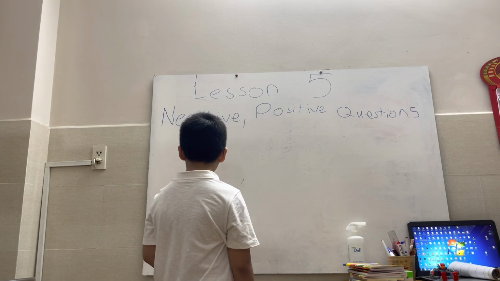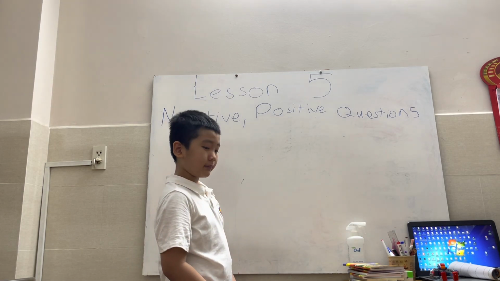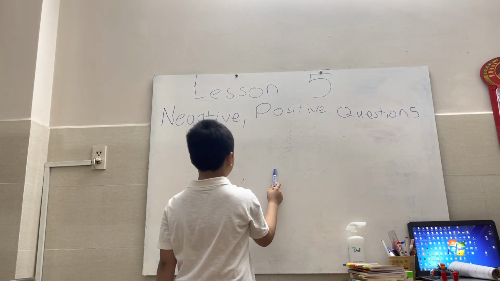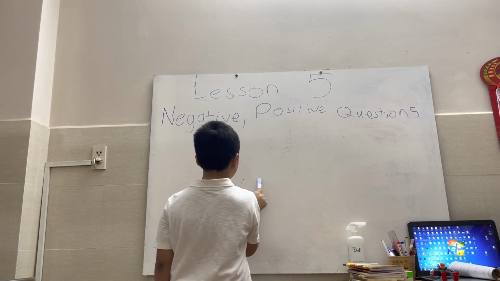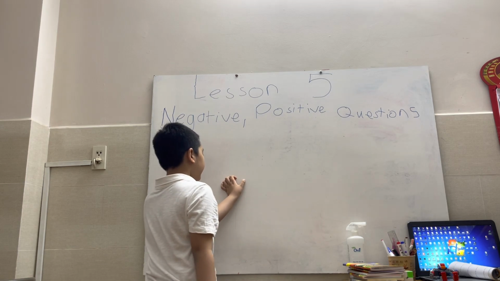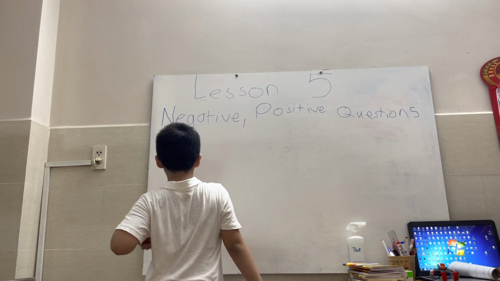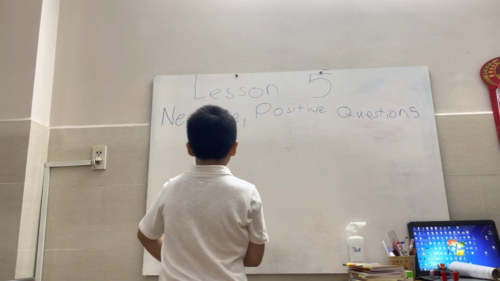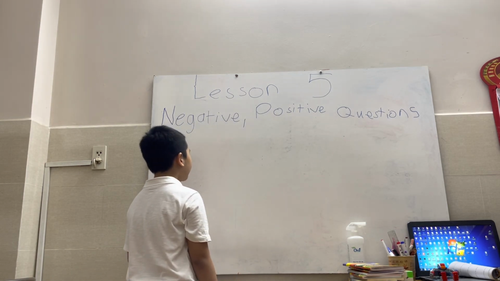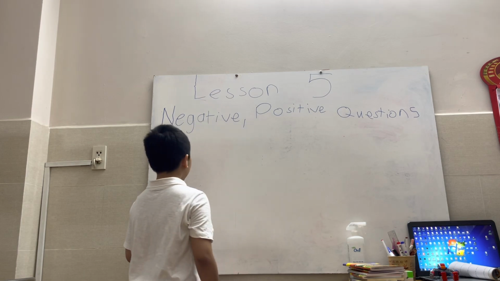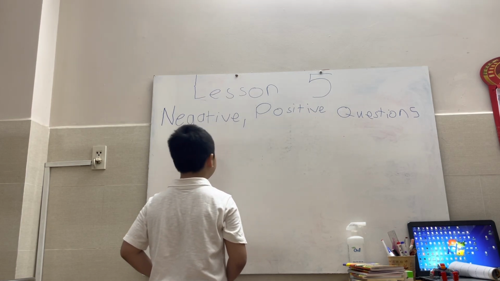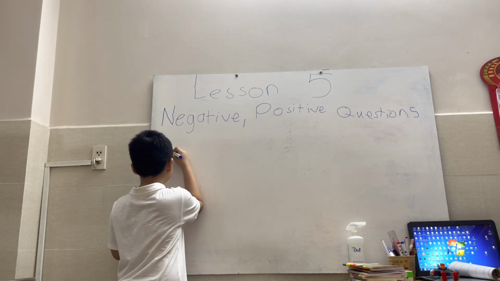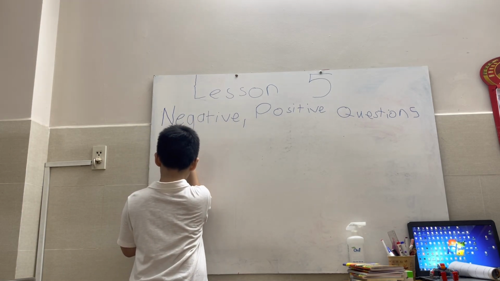Now, negative is something that is wrong. It's harmful. Positive is something that is right. It's not harmful. Positive is something that you must do, and negative is something that you shouldn't do. Now, here are some examples about negative and positive. We use negative and positive to talk about something or someone. Like this.